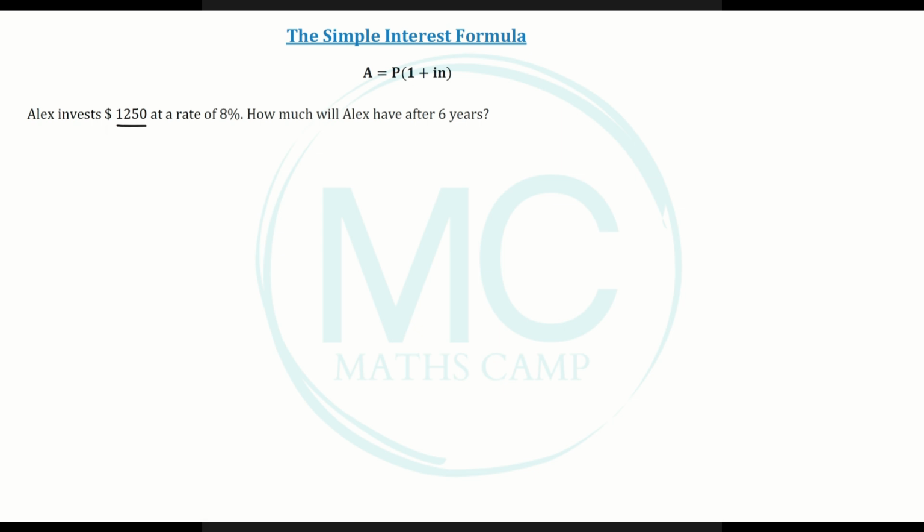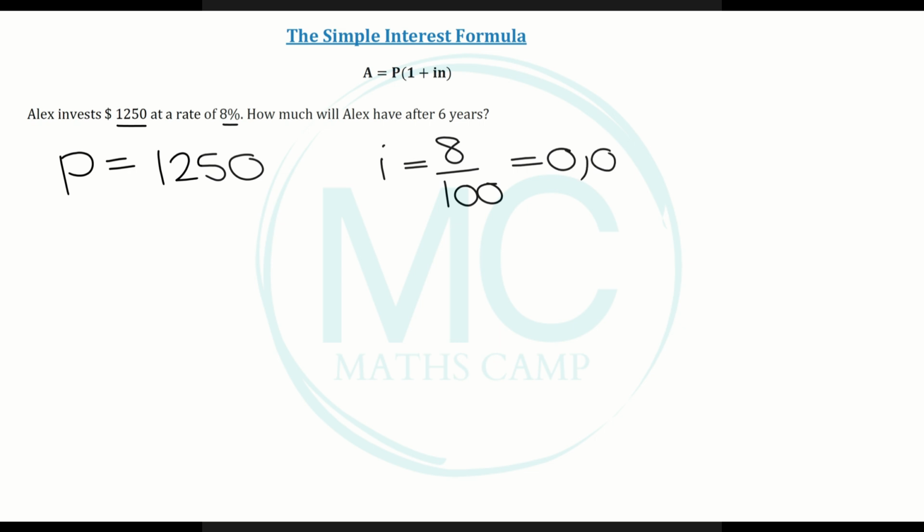Alex invests $1,250. That's the amount he begins with. It's our principal amount. So we can say P is equal to 1,250. The interest rate is 8%. It is our I value. So we say I is equal to 8 over 100, which as a decimal is 0.08. Alex invests for 6 years. This is the duration. It is our N value.